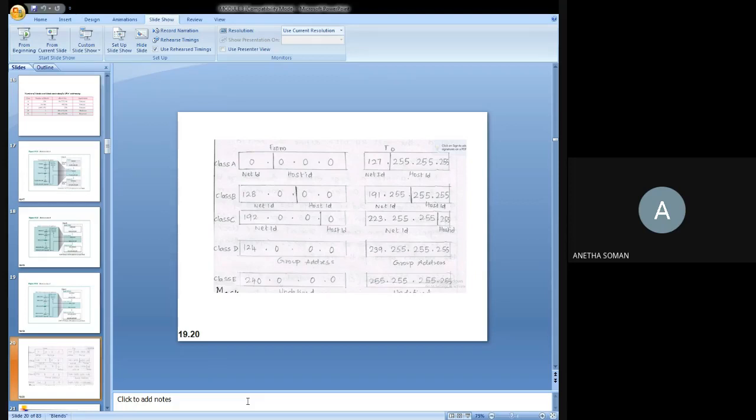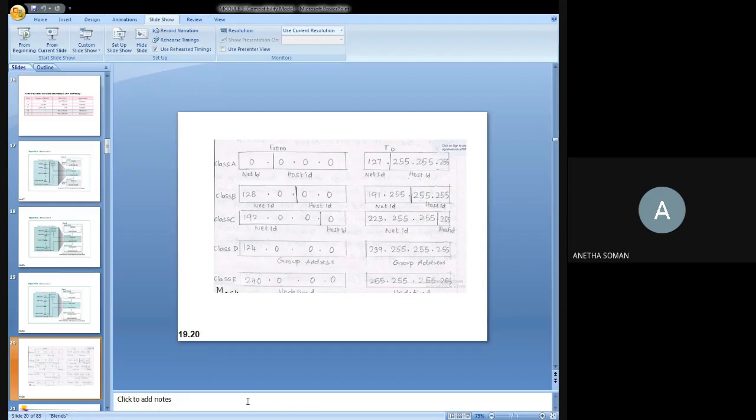And class D, actually, there is one block of class D addresses and that is for multicasting purposes. And class E also, you are having one block and it is reserved for future use. Okay, so this is the concept of blocks and classes. So what is the main drawback of classful addressing? You are having a fixed number of blocks here, and the block size is also fixed.